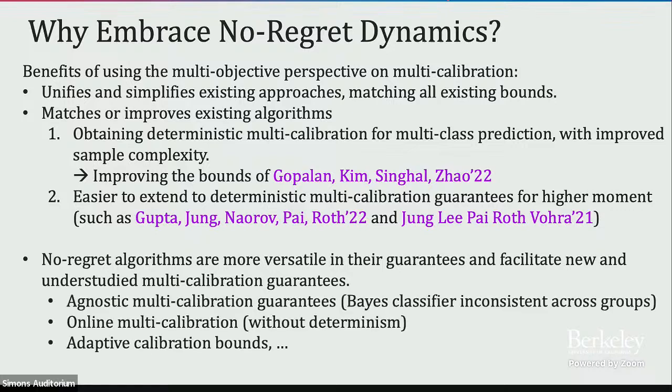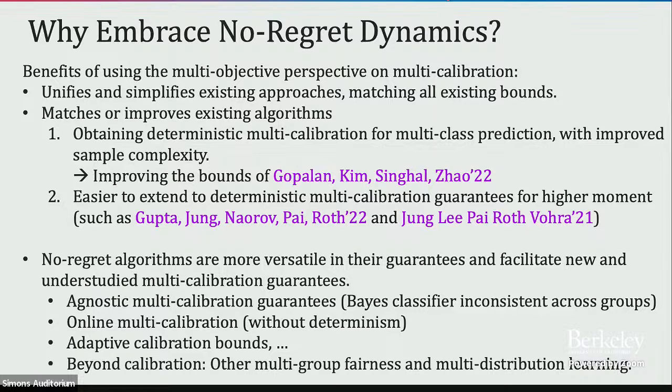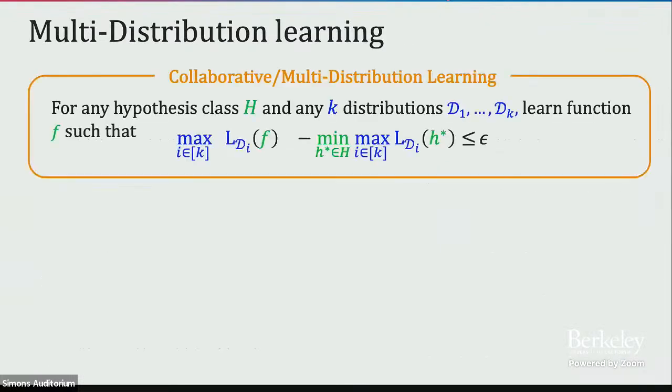But it also allows you to go beyond multi-calibration the way it's been studied. There's a bunch of other variants that are a little bit understudied, though some of them have been studied to some degree. Agnostic multi-calibration, where the base classifier is not consistent across different classes. Online multi-calibration, which extends this but without determinism. Adaptive calibration, or even going beyond calibration to other group fairness notions. I don't have time to go into that.